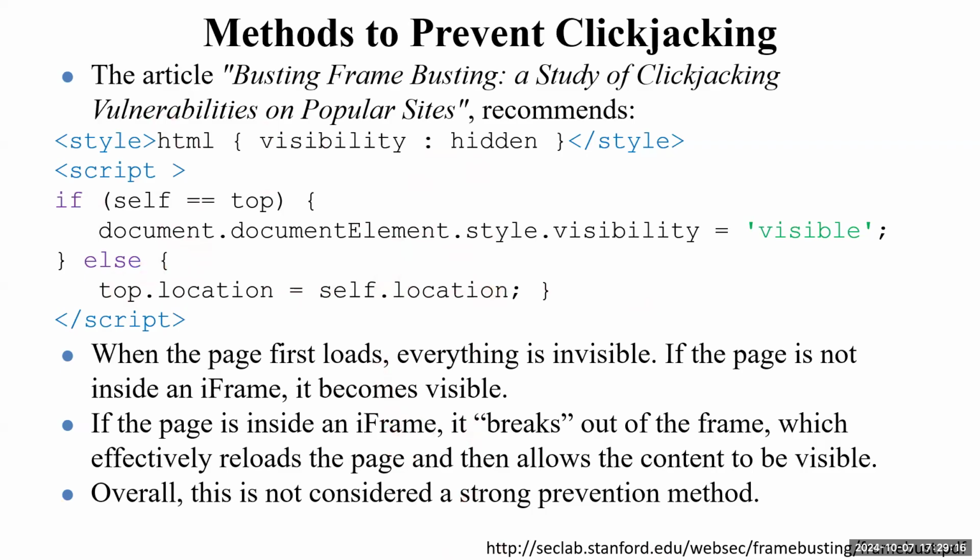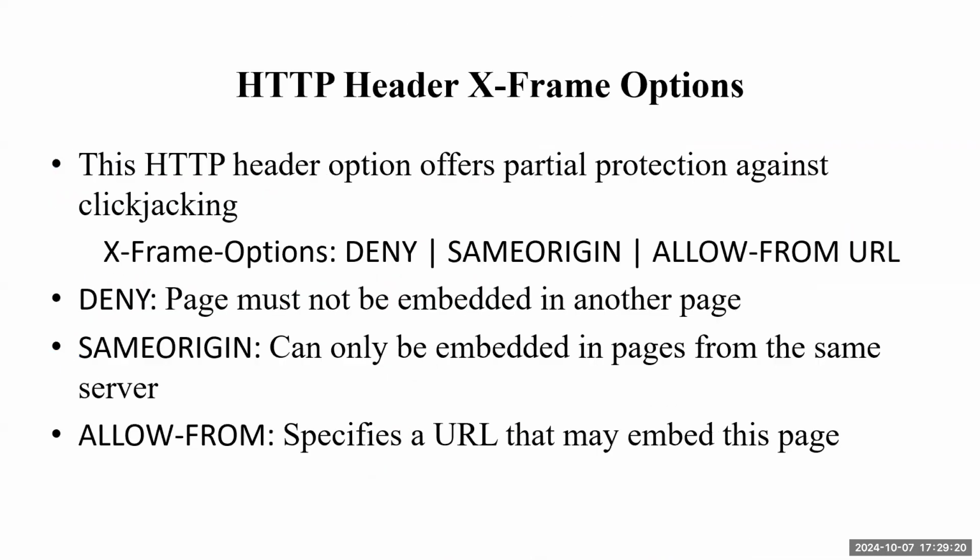That breaks you out of the frame, and then you can run, and you're safe from clickjacking. On the HTTP headers, there's the X-Frame-Options. This is one of the HTTP header options that goes back and forth. You can specify on the server what you want to do about X-Frame-Options.